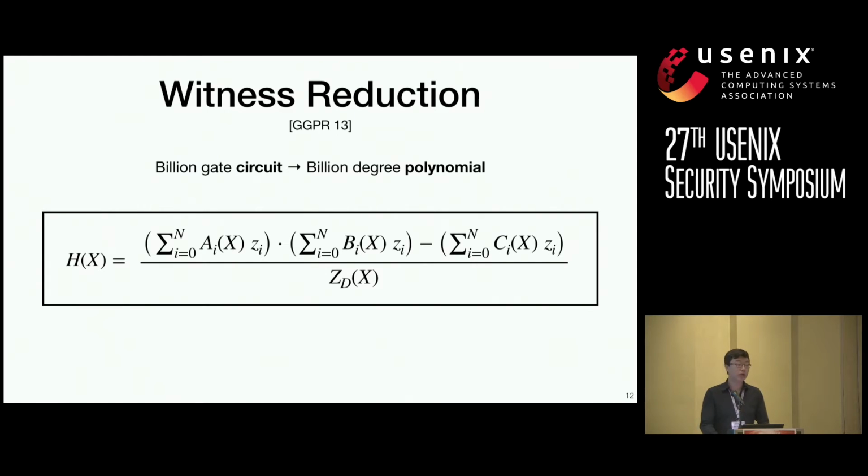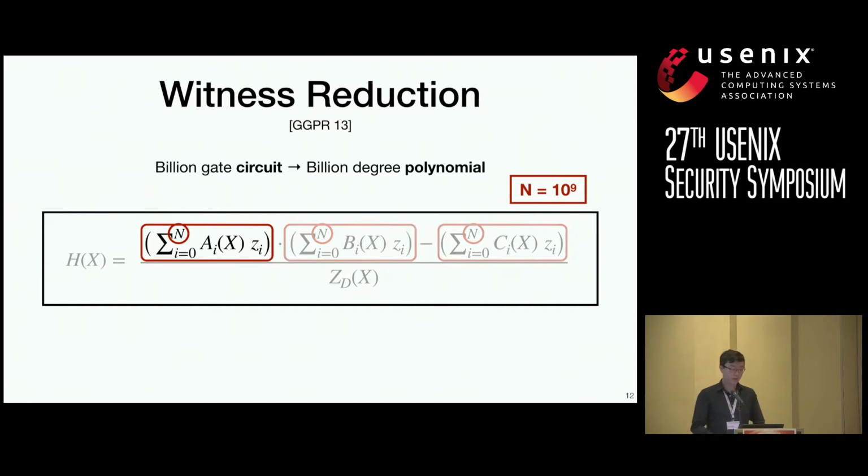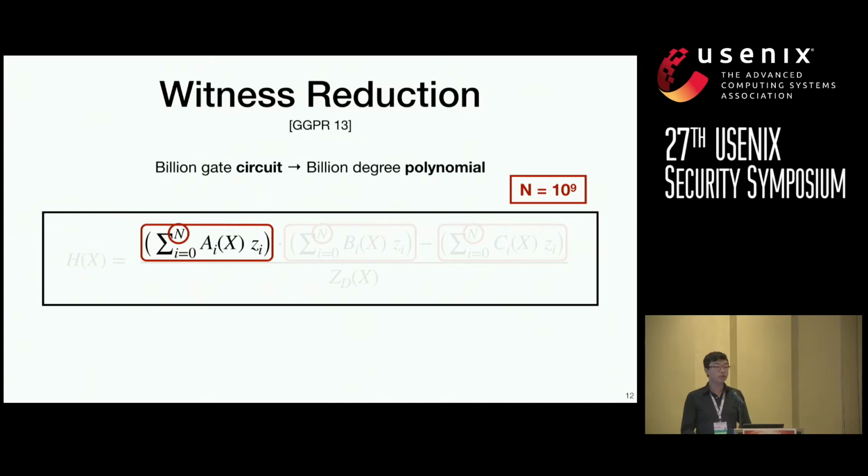If we zoom in on this equation, there are three terms that need to be efficiently represented and evaluated in order to perform the witness reduction. And also notice that these each have summations that are from 0 to n, and n here is going to be in the billions. So I will focus on how we can efficiently evaluate these summations. Note that the arithmetic operations outside of these three terms will make use of distributed FFTs, which I will leave to the paper.